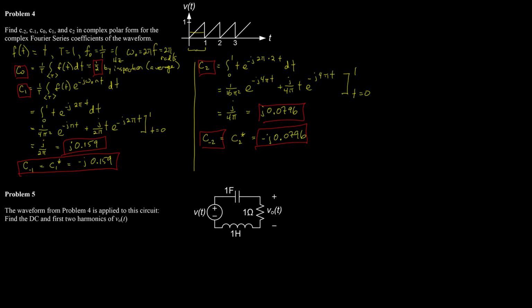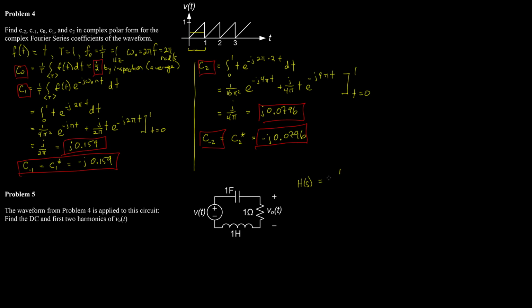The next question says, given this sawtooth waveform, apply it to this circuit down here and find what the output is. Find out what V naught of t is. So our first step is to find what our transfer function is for the circuit. So that's going to be, this is a voltage divider.